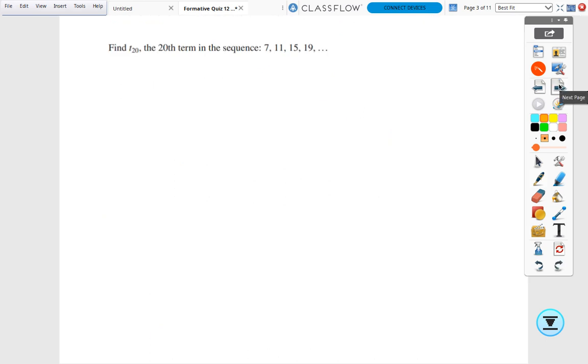Okay, find T20 in that sequence. So you have to work out if it's an AP or a GP, and then use your general terms. Pause, and when you're ready, come back.